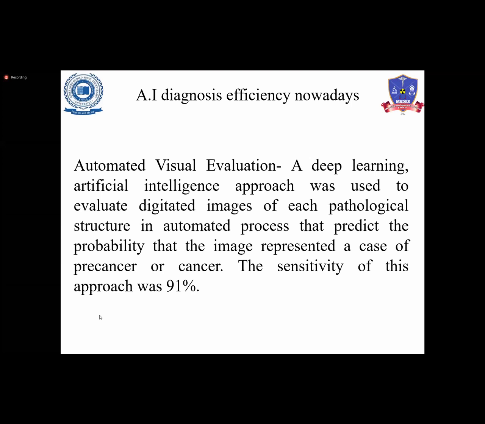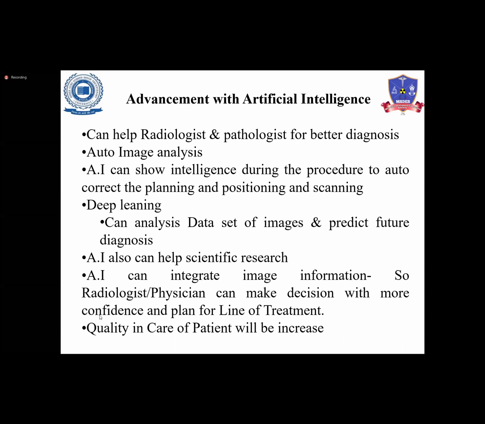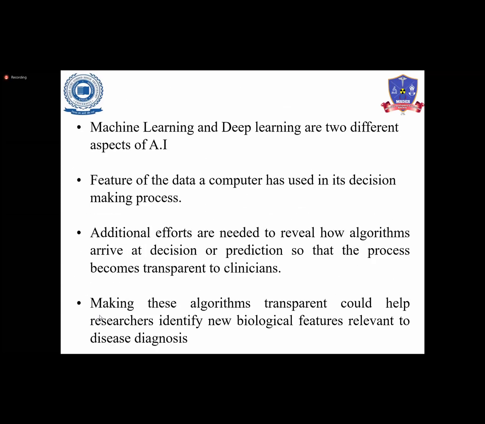Now the AI diagnosis efficiency nowadays is the automated visual evaluation. A deep learning artificial intelligence approach was used to evaluate digitized images of each pathological structure in an automated process that predicts the probability that the image represents a case of pancreas pre-cancer and cancer. The sensitivity of the approach is 91%. We also have some other advantages, like helping the radiologist and pathologist with better diagnosis. Sorry, that was the previous slide. Yes, machine learning and deep learning are two different aspects of AI, as I told you earlier.